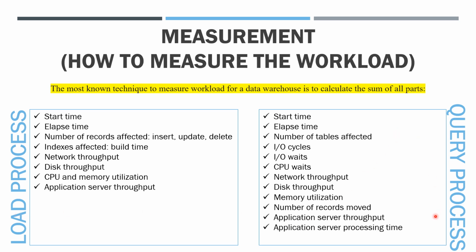For the query process, what you need to measure is start time, elapsed time, number of tables affected, input output cycles, input output waits, CPU waits, network throughput, disk throughput, memory utilization, number of records moved, application server throughput, and application server processing times. If we effectively measure and add all the different components, we will get a better picture that will help us to optimize the layers of architecture and better assist in the design of a new architecture. So we need all this measurement.